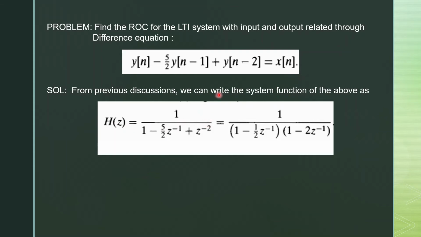In the denominator part, y of n will become 1, minus 5 by 2 times y of n minus 1 will become 5 by 2 into z inverse, and y of n minus 2 will become z to the power minus 2. Rearranging these terms, we can write H of z equal to 1 divided by (1 minus 1 by 2 z inverse) into (1 minus 2 z inverse).